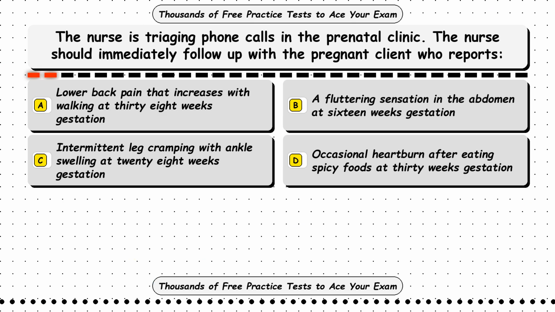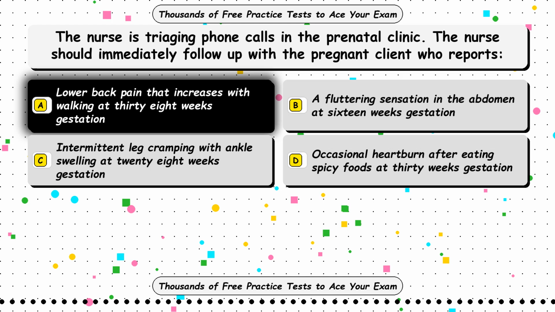Question 79. The nurse is triaging phone calls in the prenatal clinic. The nurse should immediately follow up with the pregnant client who reports Option A, lower back pain that increases with walking at 38 weeks gestation. Option B, a fluttering sensation in the abdomen at 16 weeks gestation. Option C, intermittent leg cramping with ankle swelling at 28 weeks gestation. Option D, occasional heartburn after eating spicy foods at 30 weeks gestation.